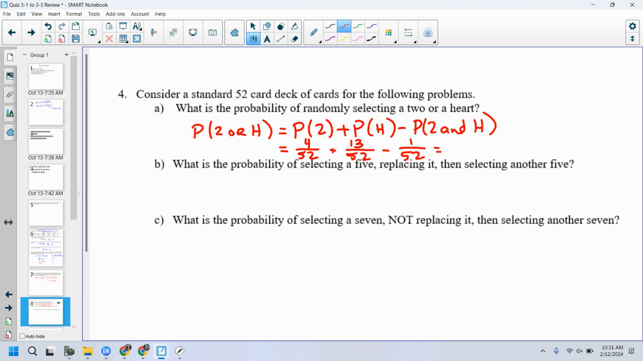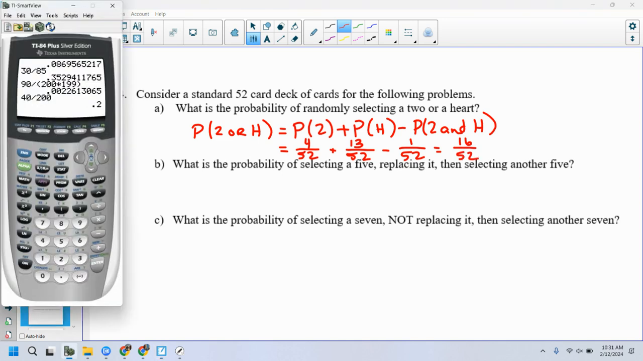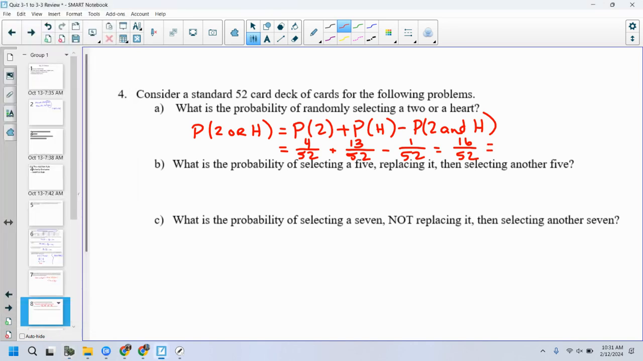That is 17 minus 1, or 16 out of 52. And I'm going to reduce that. 16 out of 52, not 25. And that is 30.8%. So 0.308. That's the probability of randomly selecting a 2 or a heart.